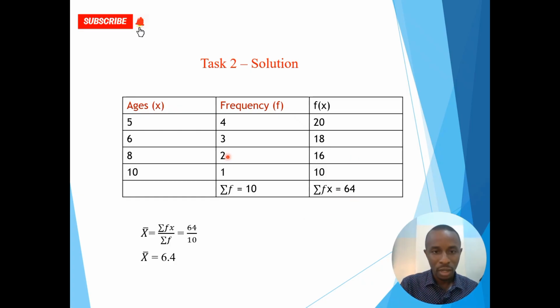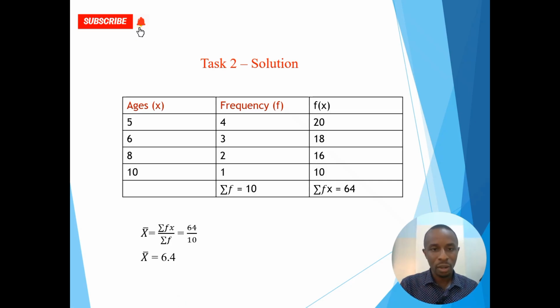us 64. An addition of this, 4 plus 3, 7, 7 plus 2, 9, 9 plus 1, 10. So applying the formula, that will be 64 over 10, which will give us 6.4. That means our arithmetic mean is 6.4.